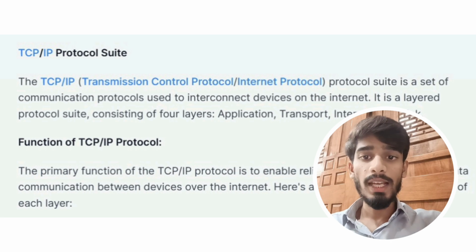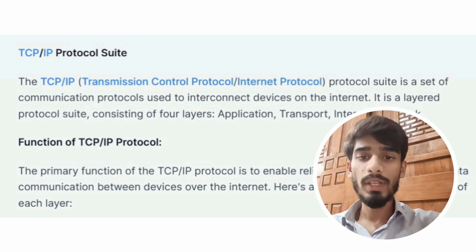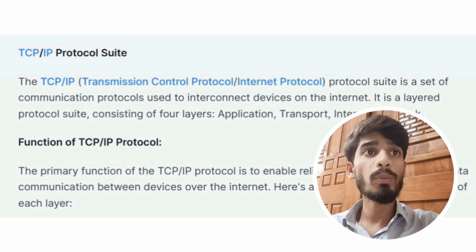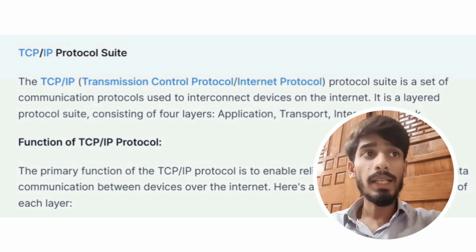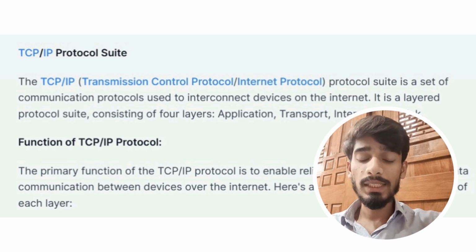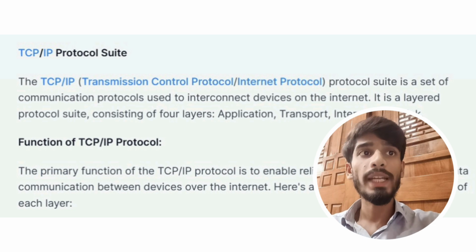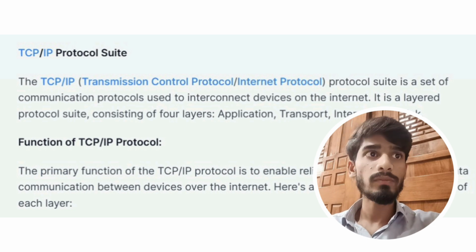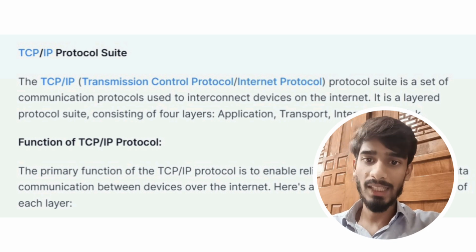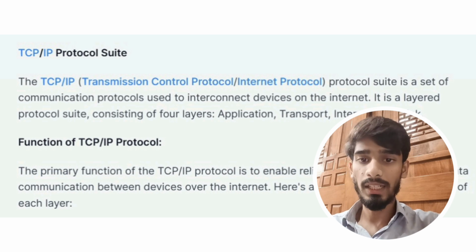Now, second thing, let us explain the functions of the TCP/IP protocol. First, what is the TCP/IP protocol? TCP/IP is Transmission Control Protocol/Internet Protocol. It is a protocol suite, which is a set of communication protocols used to interconnect devices on the internet. It is a layered protocol suite consisting of 4 layers. First is the application layer, second is the transport layer, then the internet layer and the data link layer.